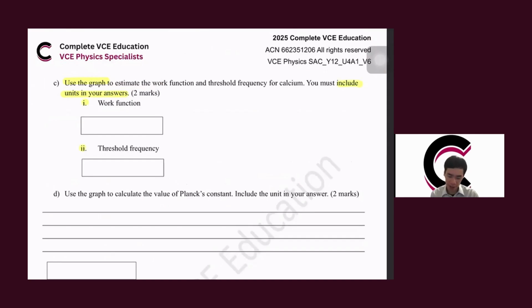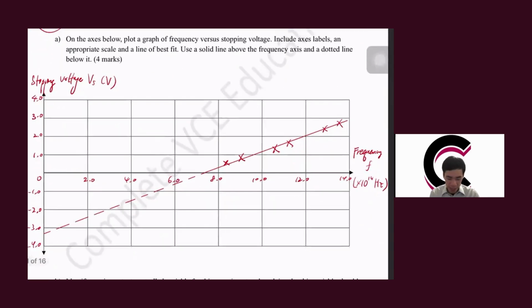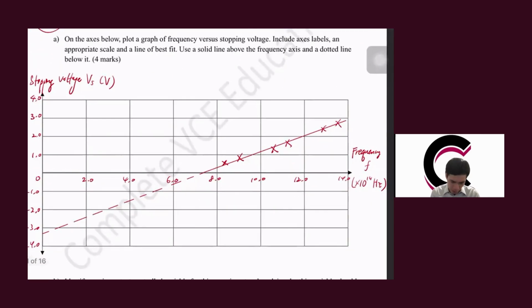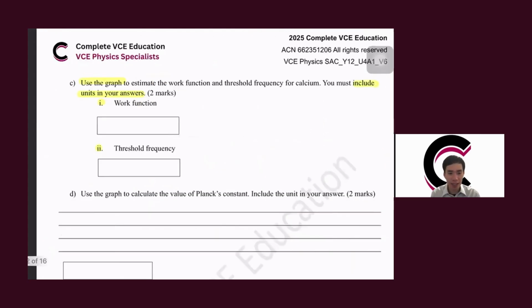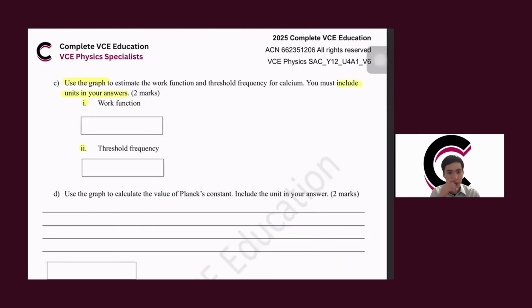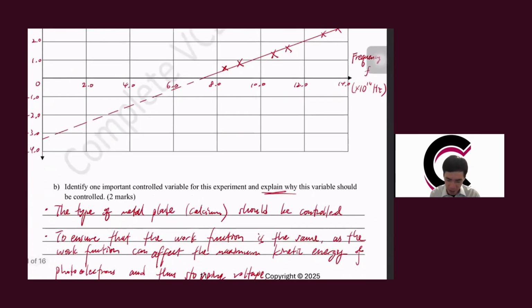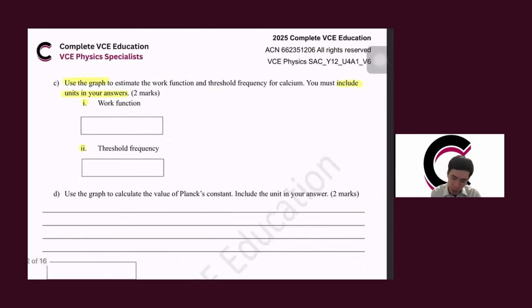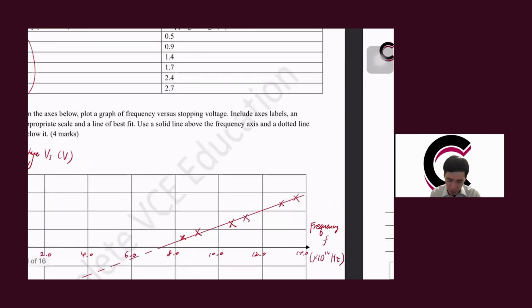So look, I'll be honest, for the graph I've drawn, that's roughly 3.2, 3.3-ish. Usually they have a range of acceptance. Okay, so as long as you fall within the range, that is fine. So here, I'm just going to use the ones I have here. Okay, that's negative 3.3 or just 3.3 for the work function in the unit of V.